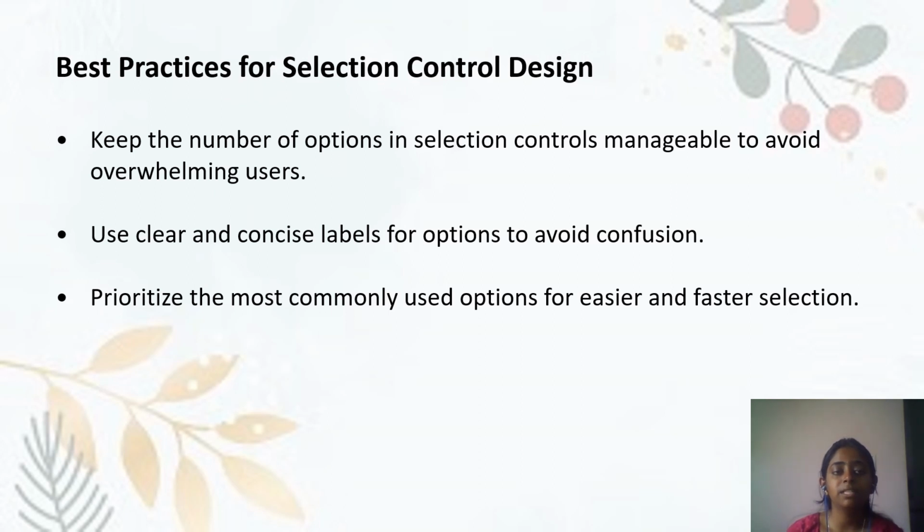So next we have best practices for selection control design. Keep the number of options in selection controls manageable to avoid overwhelming users. So the number of options should be appropriate. We cannot have a very large number of options. Then we have: use clear and concise labels for options to avoid confusion. So when we use labels for the options, they need to be clear and concise. We cannot give some unrelated label for some topic, which will not make sense and will lead to confusion for the users. Prioritize the most commonly used options for easier and faster selection.